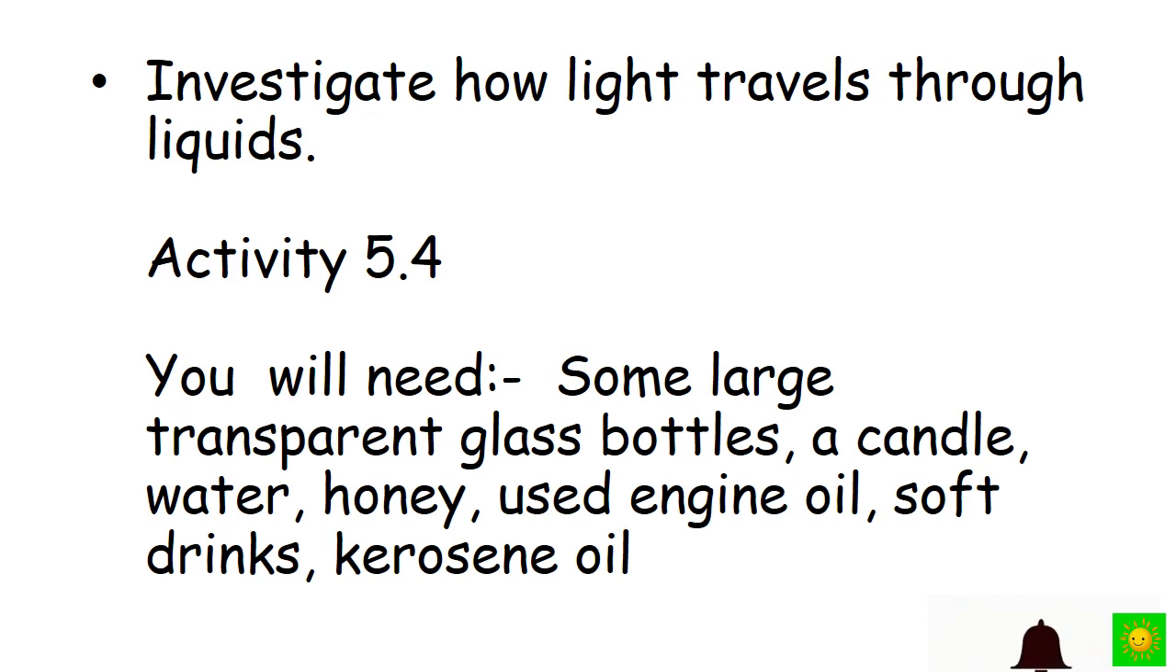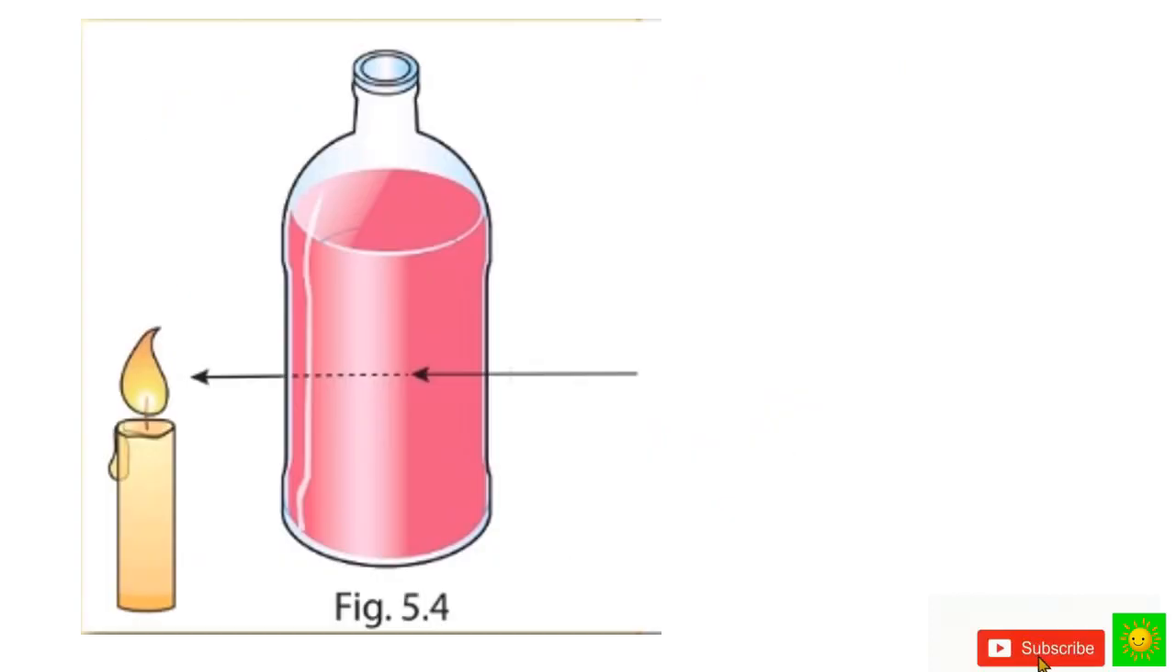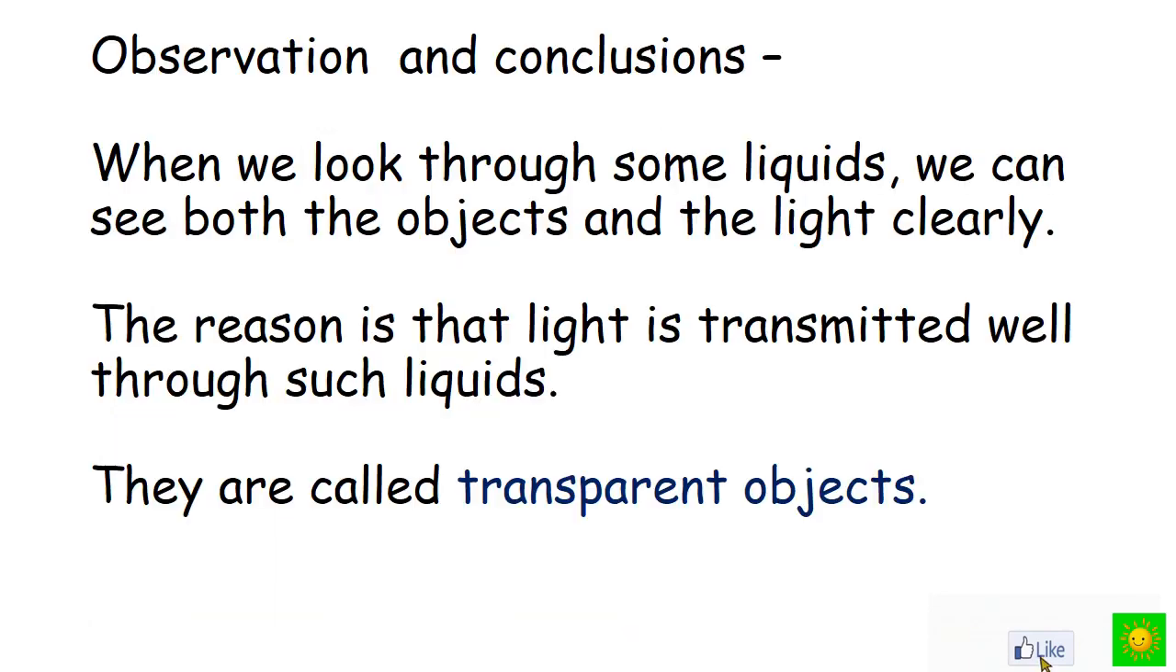Let's do this activity to investigate how light travels through liquid. We have to do this activity by using these things. What we have to do is fill the bottle with the liquids, then light the candle. Keep the bottle in front of the candle and observe the flame through the bottle. When we look through some liquids, we can see both objects and light clearly. The reason is that light is transmitted well through such liquids.